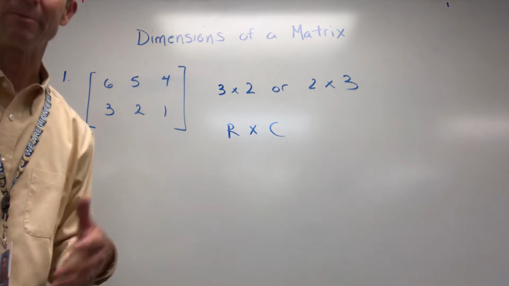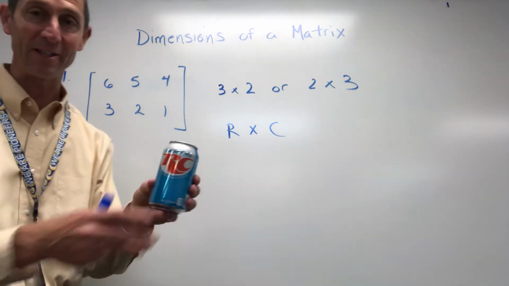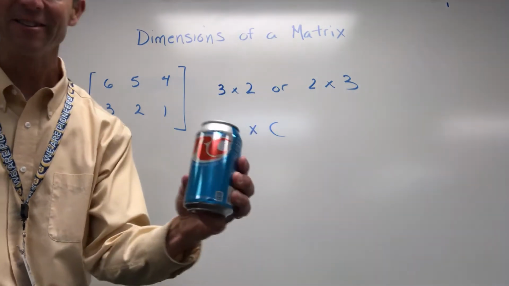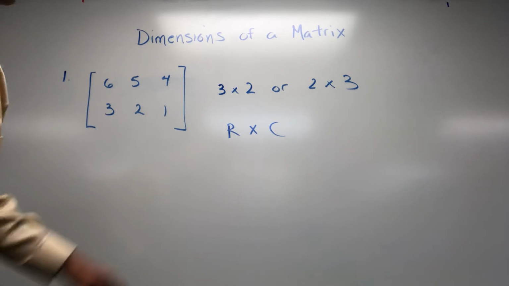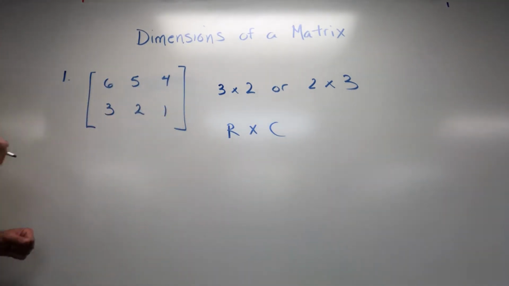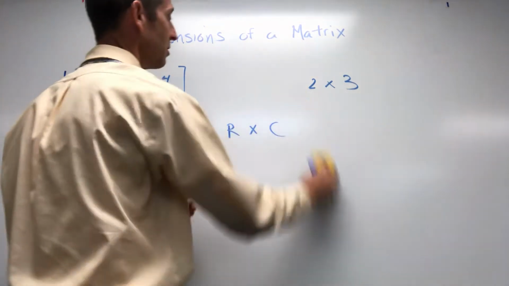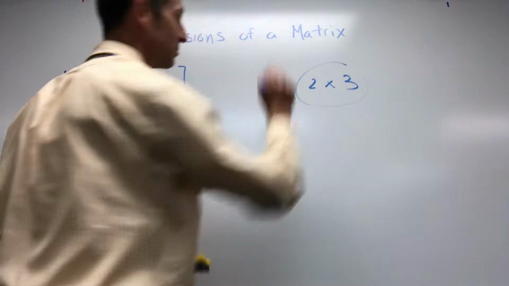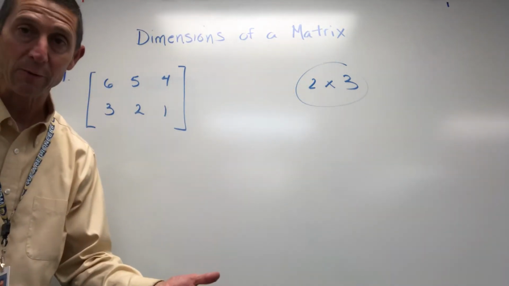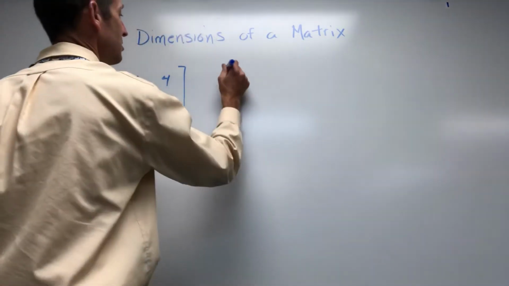And I tell you the way I remember this is back in the day they used to make a drink called RC Cola. And they still have RC Cola. RC, rows by columns. So always remember it's the rows first. So here's your row, here's your row. So there's 2 rows and there's 1, 2, 3 columns. So on this one, it's a 2 by 3. 2 rows by 3 columns. So when you're asked to find the dimensions of a matrix, rows first, columns second. Rows by columns. Let's do another one real quick.